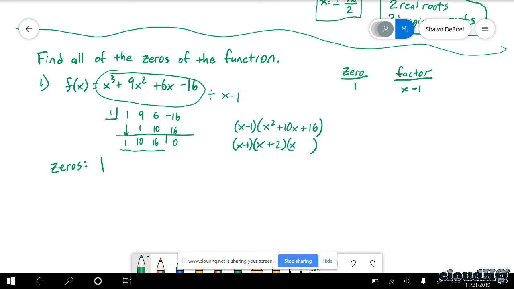Yep, we have a 2 and an 8. So what are all of my zeros? I already started my list over here. 1, -2, we switch signs, and -8. How many zeros did I expect? 3, because I had a degree of 3, and I found them all. To go from factors to zeros, if we had x minus 1, we knew the zero was 1. If we have a factor of x plus 2, what you're doing is setting x plus 2 equal to 0, solving, you get -2. If you have a factor of x plus 8, set equal to 0 and solve, you get -8.